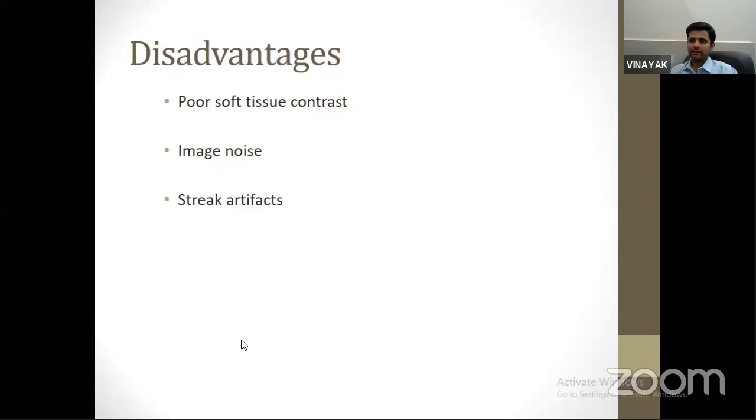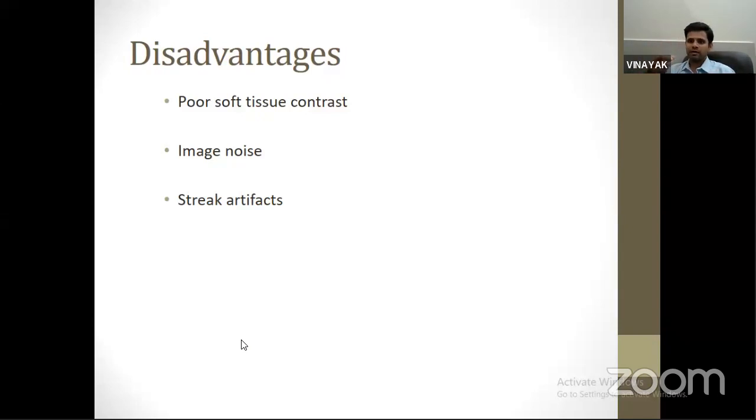Whenever there is metal present, there is artifact seen, whether it is CBCT or CT. In CT, the artifact is more, and in CBCT, the artifact is less. But whenever there is metal next to it, you will see a radiolucent line, which is called an induced type of artifact, or beam hardening. So there are various things seen in it. The diagnostic property is lost next to this metallic region.